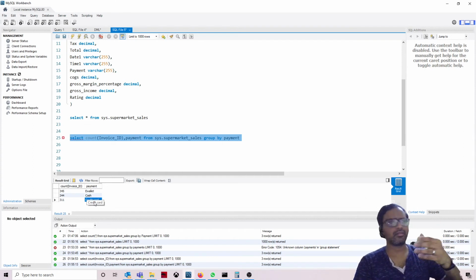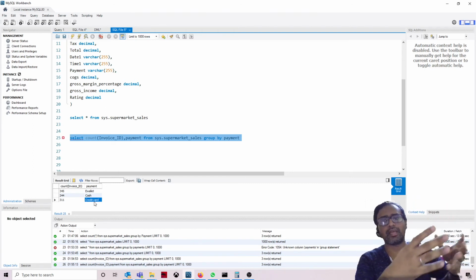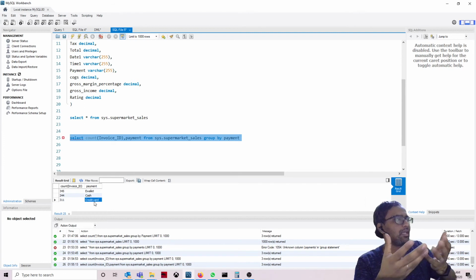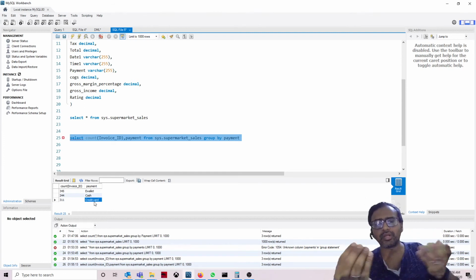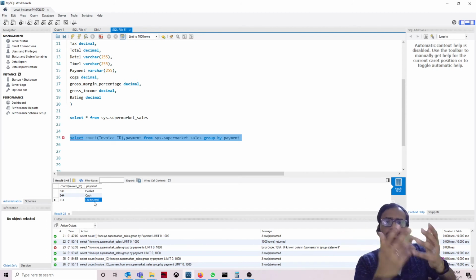Maybe I can focus on the people who are paying through credit card and e-wallets. Maybe I can provide some offers: if you pay the bill amount by e-wallet or credit card, you may get 1 or 2% discount. Example, I'm saying, right? Because I want to reduce the number of transactions from people paying by cash.